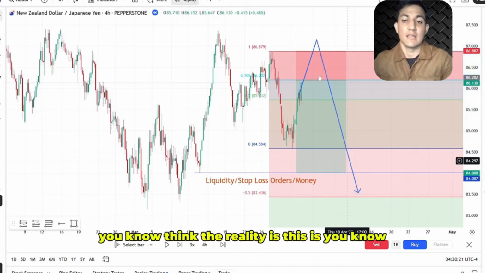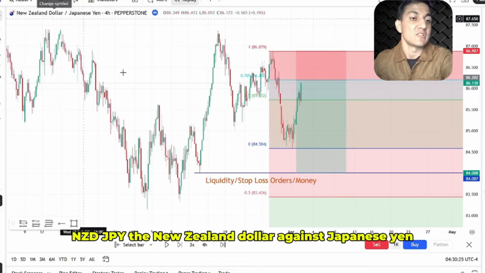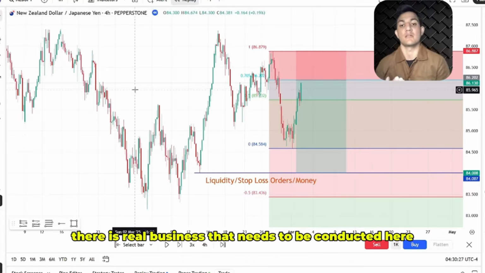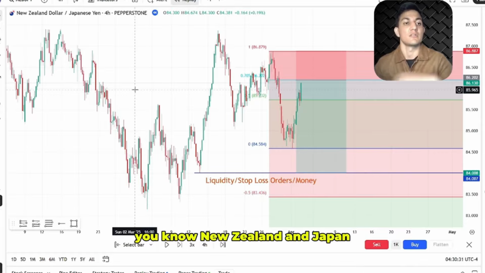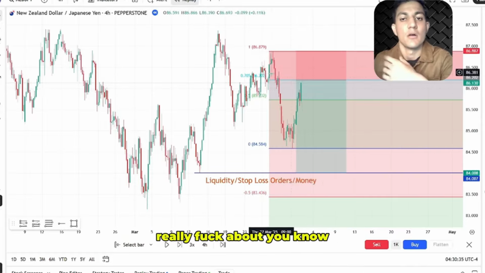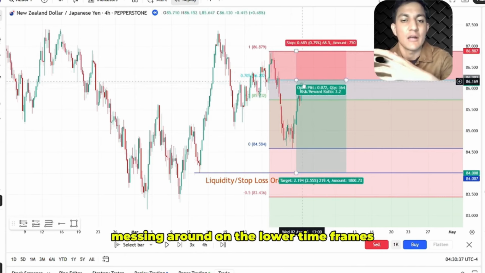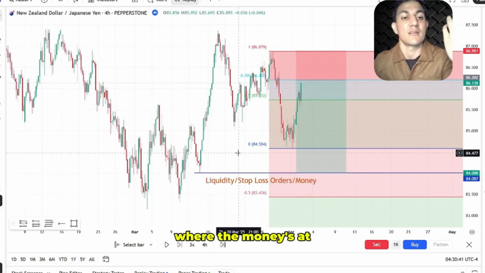You gotta think. The reality is, this is NZD JPY, the New Zealand dollar against the Japanese yen. There is real business that needs to be conducted here. There are central banks that need to do business deals between each other, New Zealand and Japan. They haven't got time to really mess about with liquidity sweeps on the lower time frames. If price needs to move somewhere to the liquidity where the money's at, it's going to move, and it's going to move quickly.